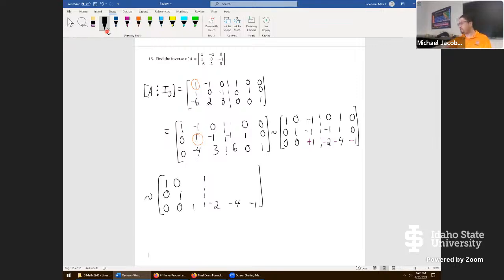Then 0, 1, 1, 0. Column 1, column 2 cannot change at this point. And our sole operation will just be to add row 3 into row 2 and into row 1, replacing them. So this should give us a 0, -3, -3, -1. Row 3 added into row 1 will give us a 0, -2, -3, -1.